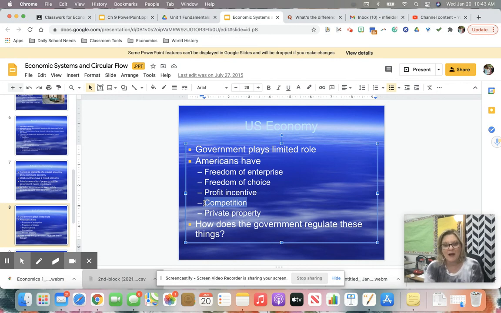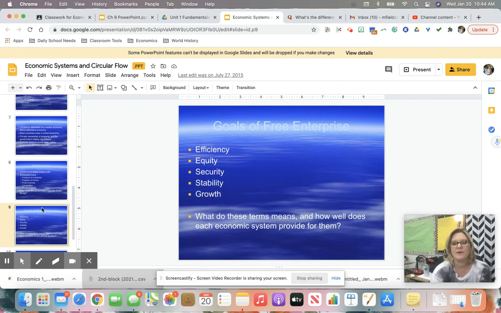We can own our own private property, right? I own my car. I own my house. The bank owns my house, but I'll own it in about 5 years. So we can own our own stuff, but the government does regulate those things. So that is what's happening in the American economy.